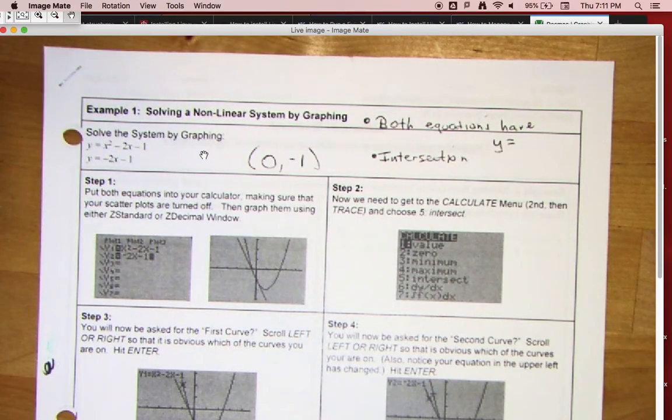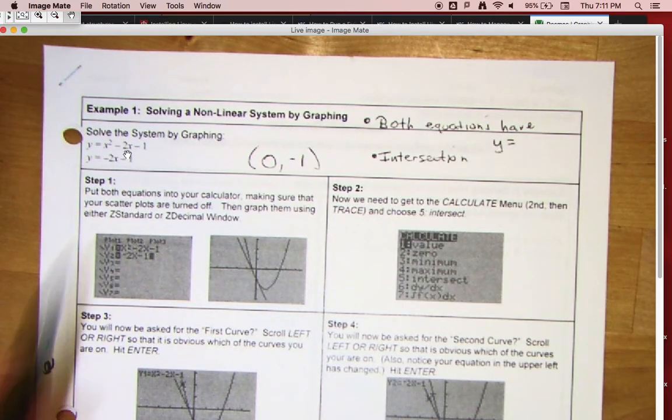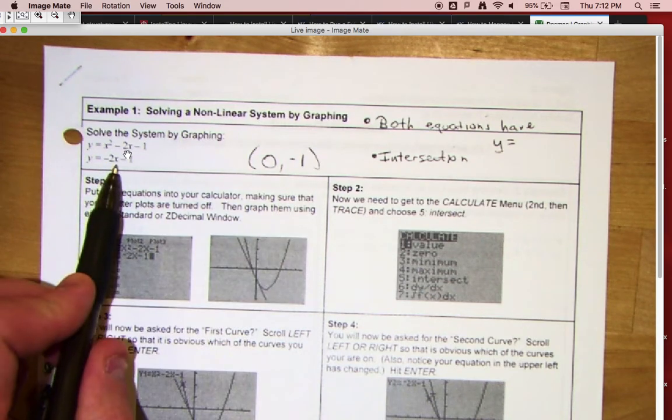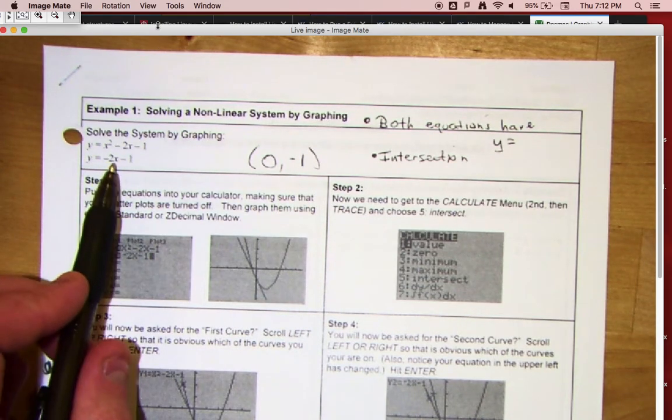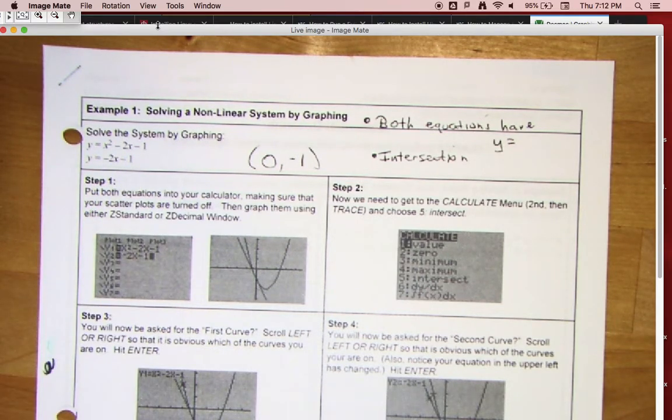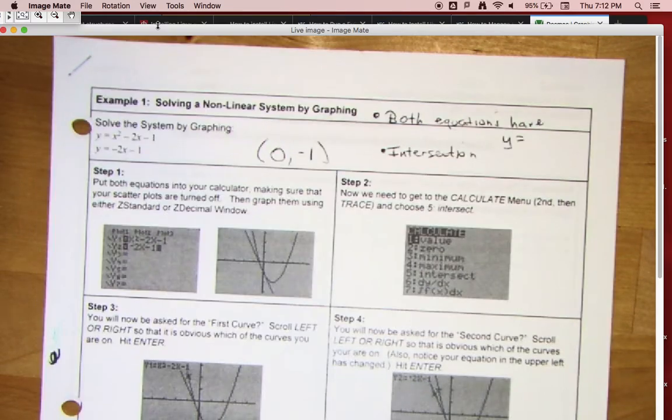Okay? So what that means is if I plug 0 into this equation right here, the top one, I'm going to get an answer of negative 1. So y equals negative 1. And you can see that's going to be true for the second one also. If I plug 0 into there, we get an answer of negative 1. Okay, so that's the general process there.